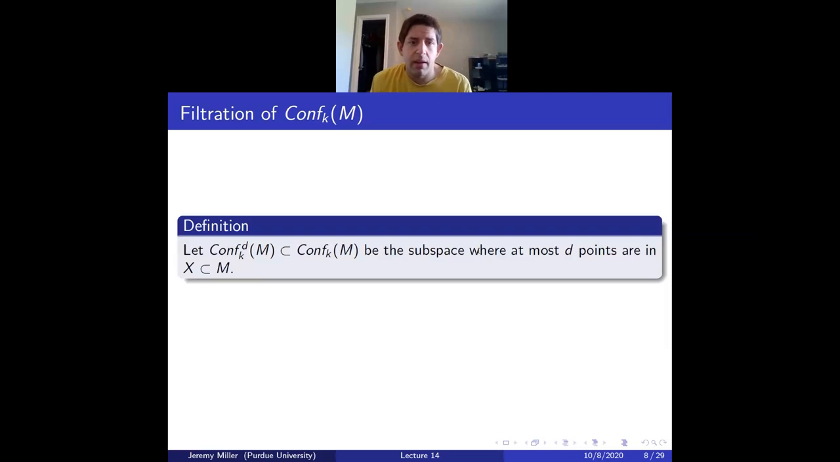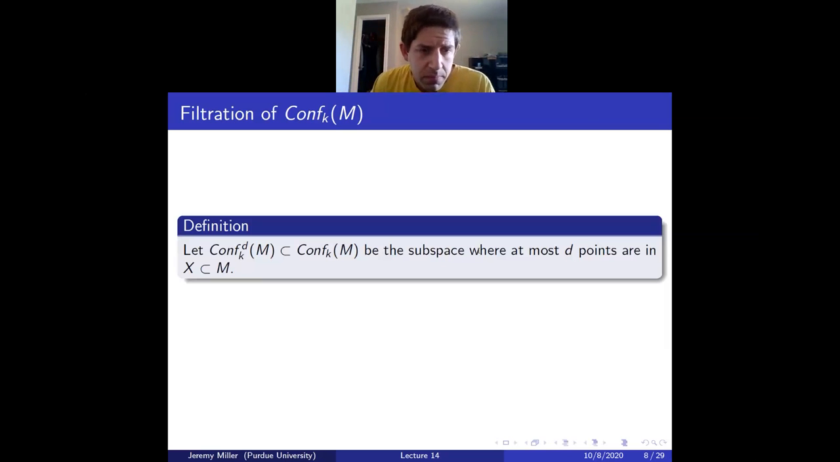so we're going to define... the general strategy is going to be the same as last time. We're going to filter the configuration space, or filter some space, by closed or open subspaces, and then the filtration differences will be things that we understand inductively, and then we'll have some compactly supported cohomology argument and induction, and the theorem will pop out. And so, this time we're not going to deal with symmetric products. We're just going to filter the configuration space.